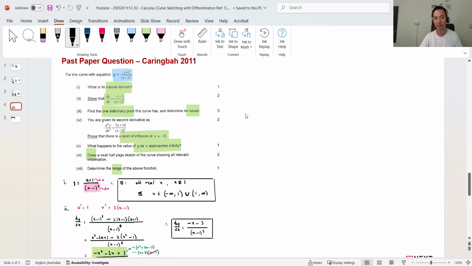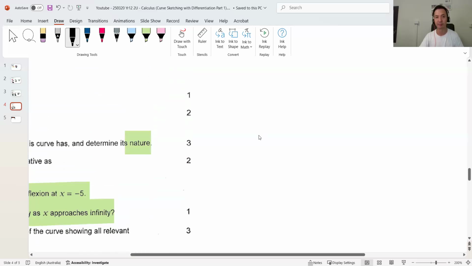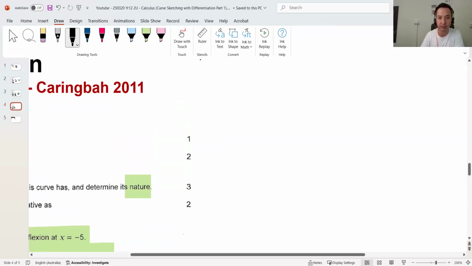Part 3, find the stationary point. So set the first derivative to 0, find my stat point, right? So let's go up here. I'll use their notation, dy dx, which currently equals minus x minus 3 over x minus 1 cubed. Is that right? Let me check that. Yep. Set that equal to 0. When that equals 0, the bottom disappears, so you effectively cross that out. It's gone. And then x just equals minus 3.